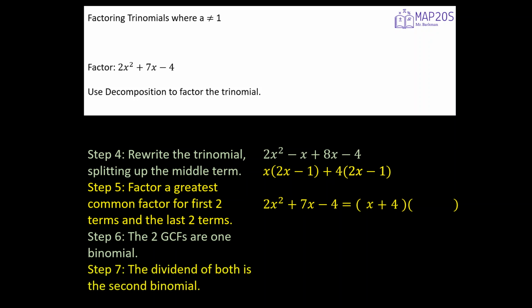Step 7, the quotient that we got from taking our greatest common factors out, again, it's the same, right? So that is going to be our second binomial in there. If you follow these steps, you will always get the correct answer in about the same amount of time. Like I said, you can use logical reasoning. It just takes a little bit longer sometimes, or it might go really quick, depending on if you pick up on the pattern really quickly.